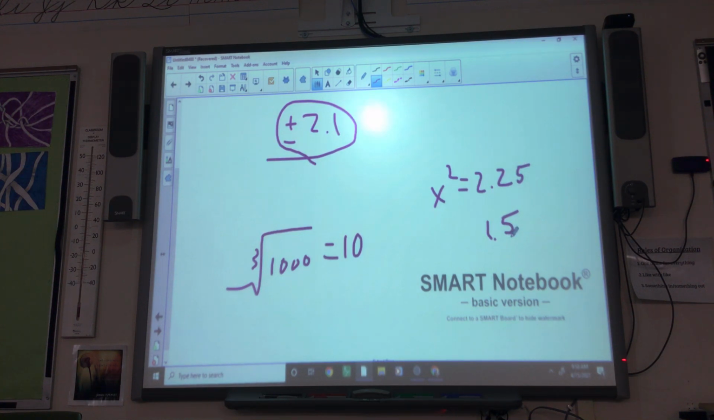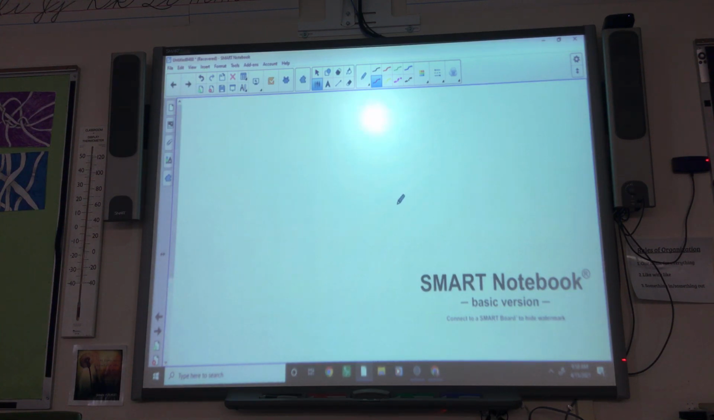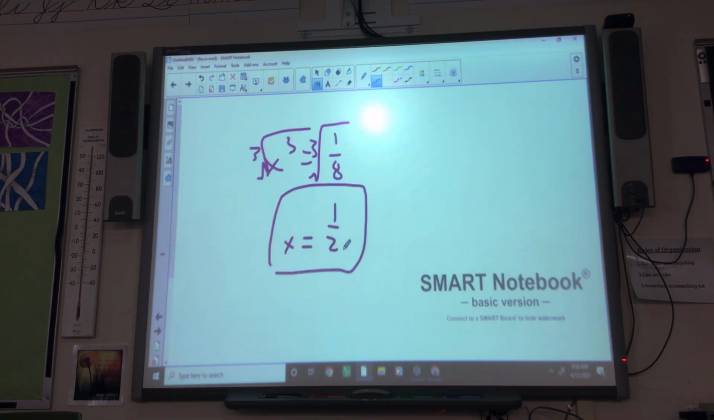And then the last one is number 4 on page 50. We've got x cubed equals 1/8. Take the cube root. X equals 1/2, because you can distribute again. You know the cube root of 8 is 2. X equals 1/2. Is it plus or minus? Plus or minus, or both? Nope, it's not both, because this is a cube root. Remember, cube root is always going to be either positive or negative. Square root, it can be either one.